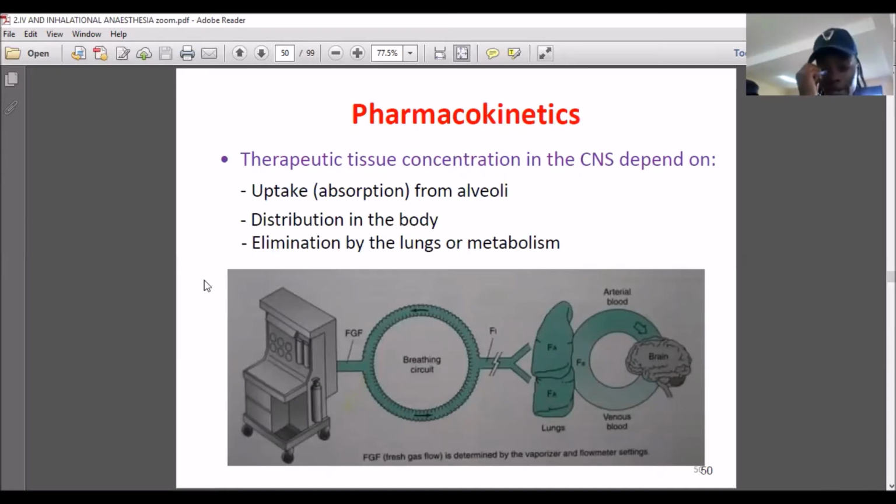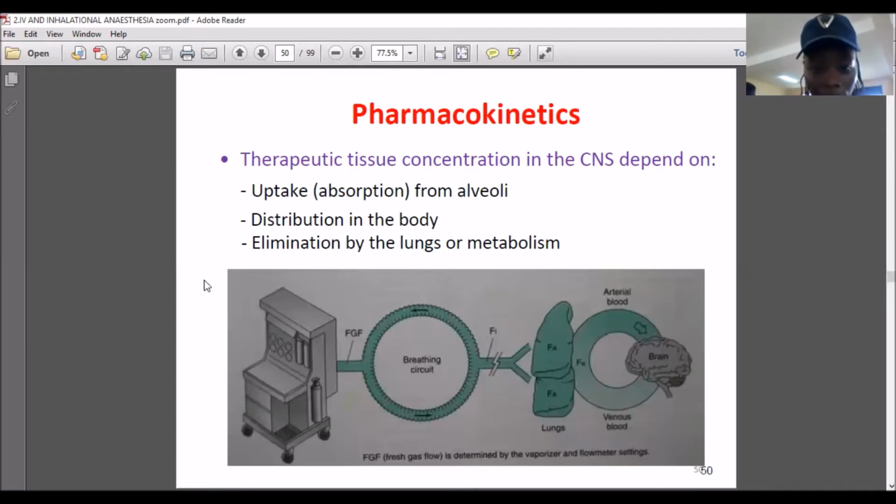So, pharmacokinetics. Therapeutic tissue concentration in the CNS depends on absorption from the alveoli, then distribution in the body, and elimination by the lungs or metabolism. So the CNS depends on these for therapeutic tissue concentration. It depends on the uptake, meaning absorption from the alveoli, the distribution in the body, and elimination by the lungs or metabolism.